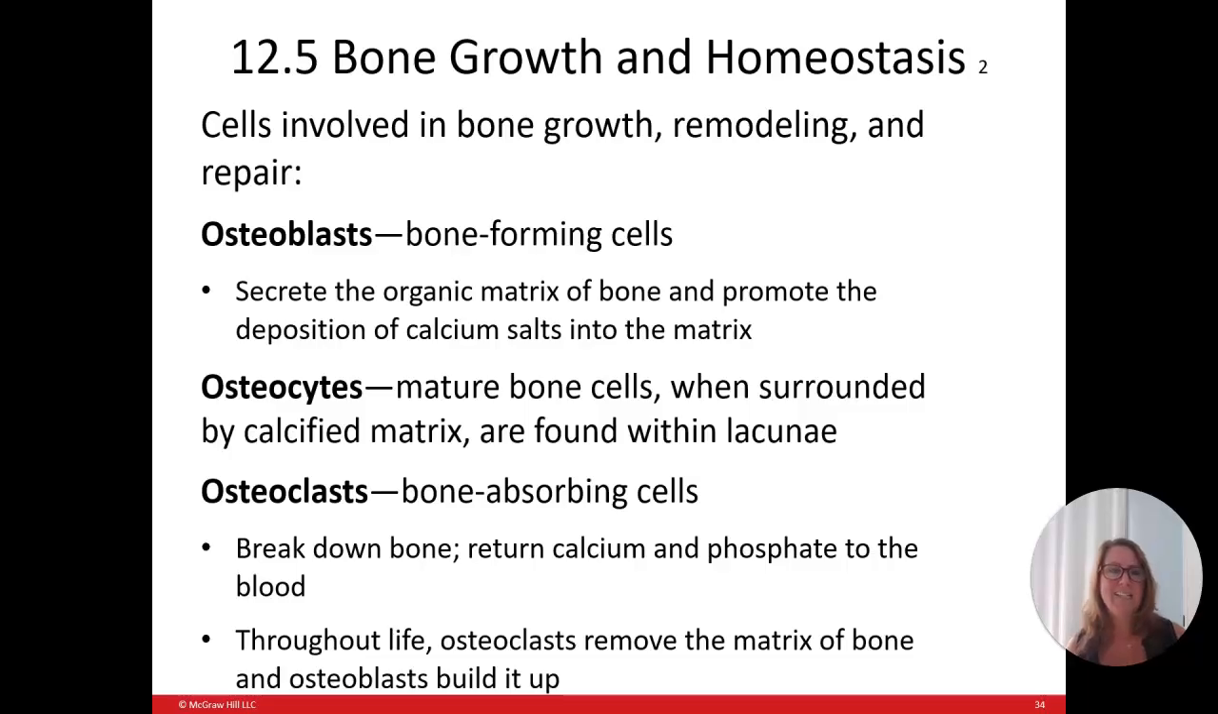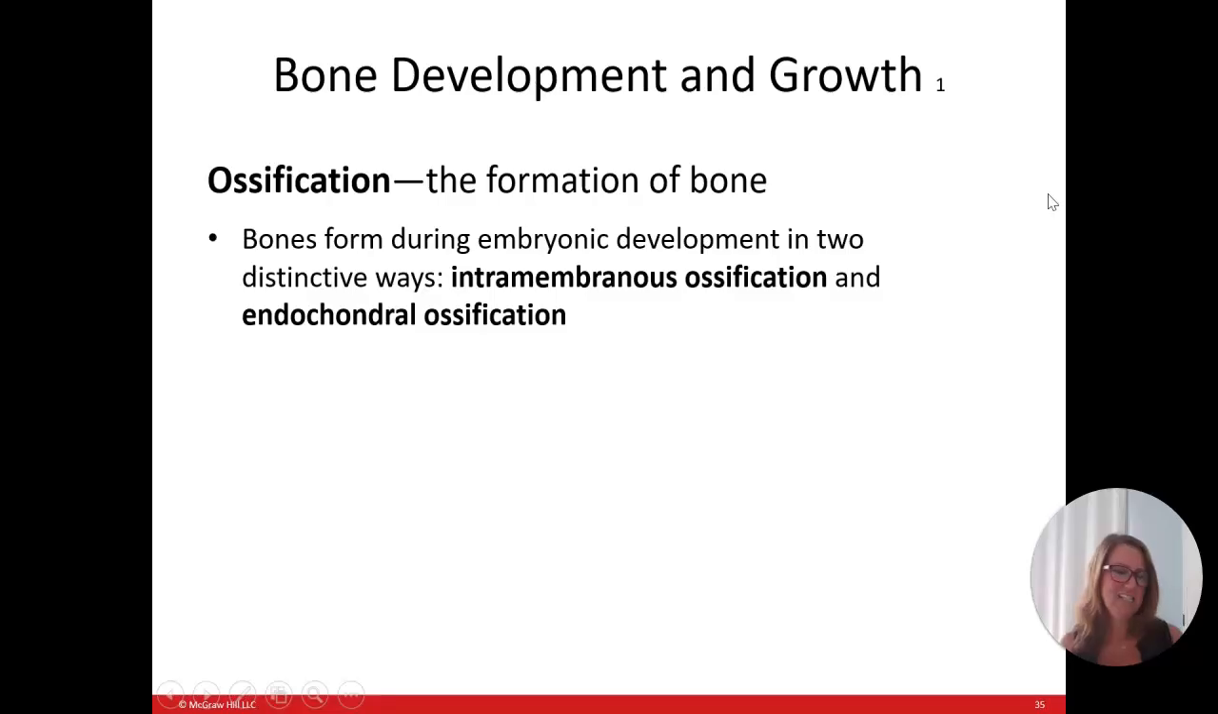So the osteoclast is going to break it down. It says bone absorbing, but essentially it's releasing these minerals into the blood. So every day you could be osteoclasting, then osteoblasting, and going back and forth. So our bones are just gently getting scrubbed and being released of minerals and then building up again. All right, pretty cool.